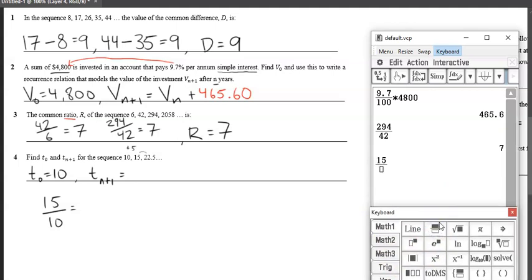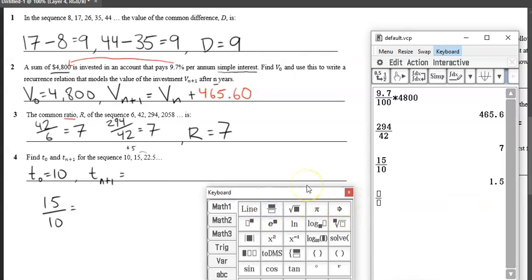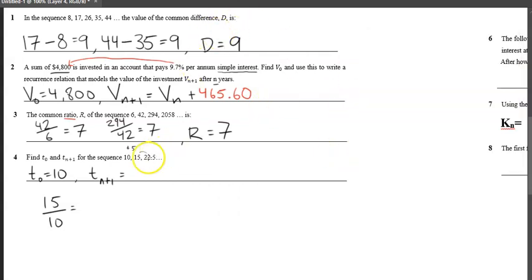So 15 over 10, this will give me 1.5. And just to double check that this is the case, let's make sure we can do 22.5 over 15, and this should give us 1.5. So our common ratio in this case is 1.5. So to get the next term, we multiply the previous term by 1.5. So 1.5 times t of n.